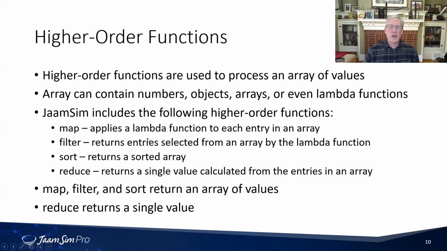So the higher order functions are typically used to process an array of values, and that's how they're used in JaamSim. So the array could be just a list of numbers, or a list of objects, or an array of other arrays, or even an array of Lambda functions. And there are four different higher order functions that are defined in JaamSim: map, filter, sort, and reduce. Map, filter, and sort return arrays, and reduce returns a single value. So let's see how these functions work.